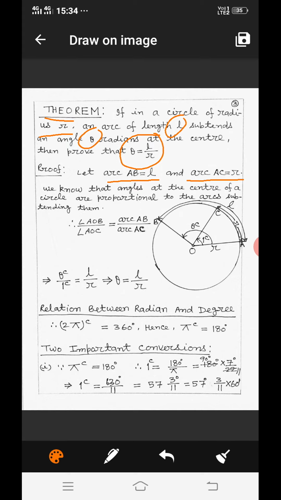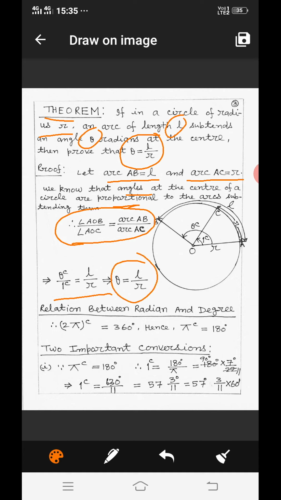Since angles at the center of a circle are proportional to the arcs on which they subtend, we have angle AOB by angle AOC is equal to arc AB by arc AC, and this implies theta radian by 1 radian. Here from the figure, angle AOB is theta radian and angle AOC is 1 radian. So theta radian by 1 radian is equal to L by R. Length of arc AB is equal to L and arc AC is equal to R. So we get theta is equal to L by R.